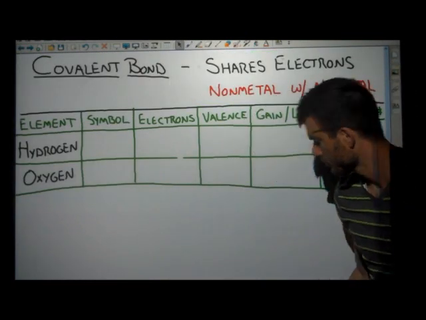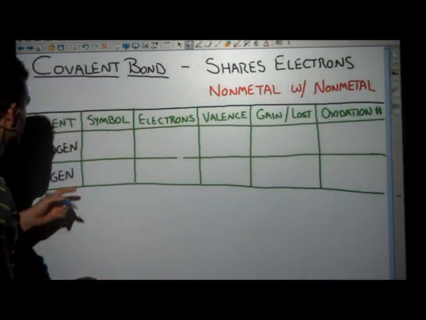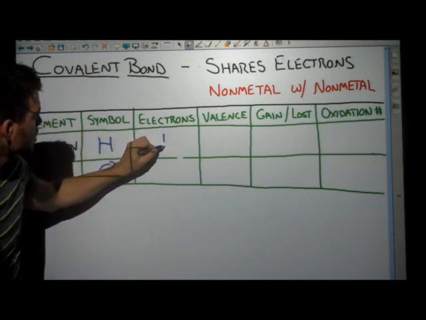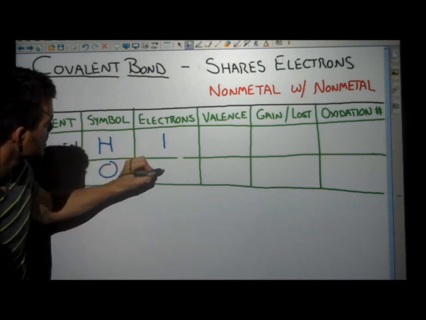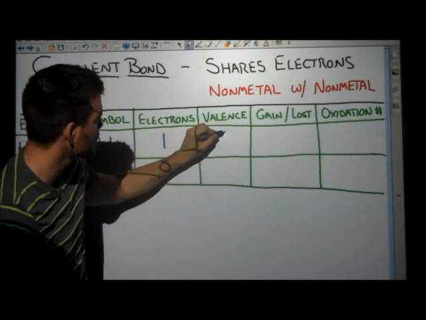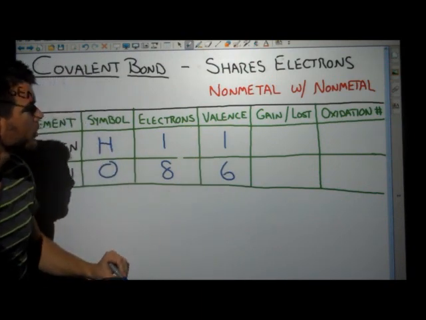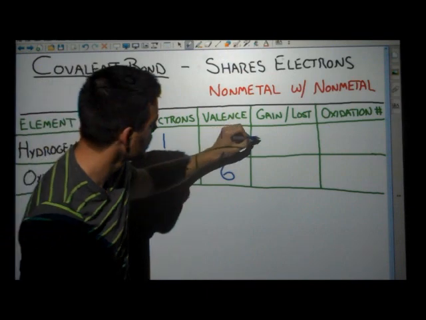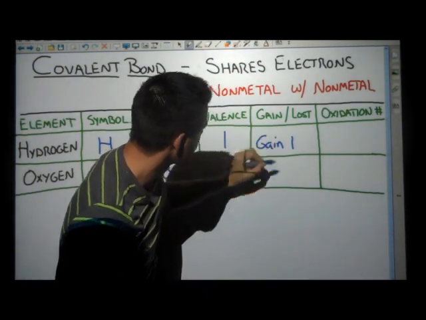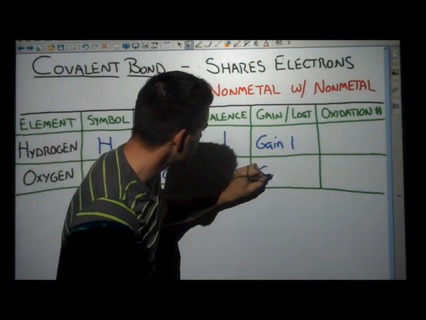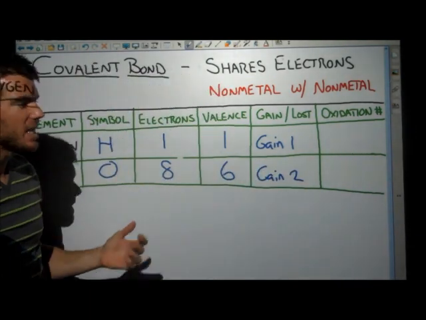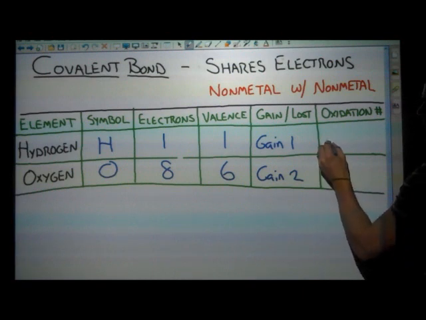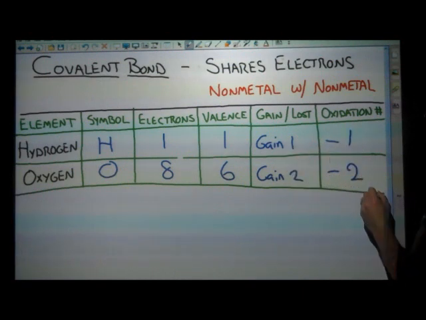In covalent bonds, we're going to do the exact same thing. Starting with the symbols, hydrogen H, oxygen O. Number of electrons for hydrogen is 1. Number for oxygen is 8. Number of valence electrons, hydrogen 1, oxygen 6. Whenever we gain or lose, hydrogen prefers to gain 1. It needs to get up to 2. And oxygen needs to gain 2 so that it can get up to 8. So our oxidation number for both of them, since they're both going to gain electrons, they'll have more electrons, more negatively charged, -1 and -2.